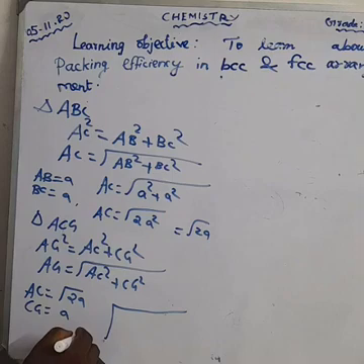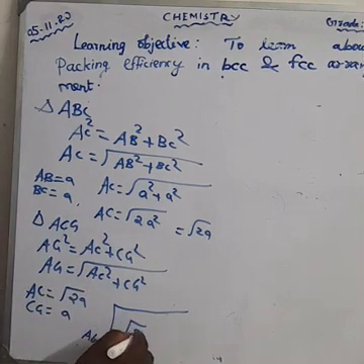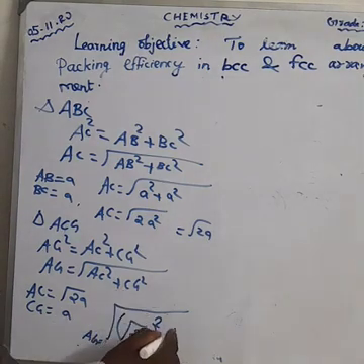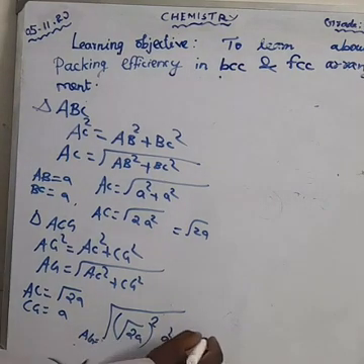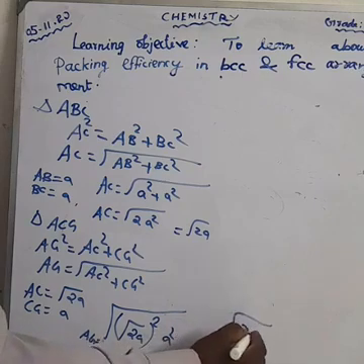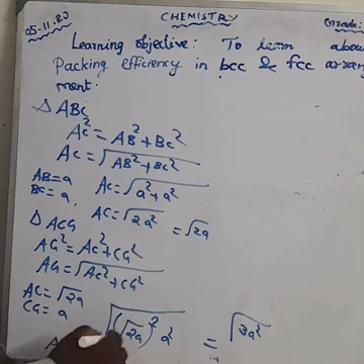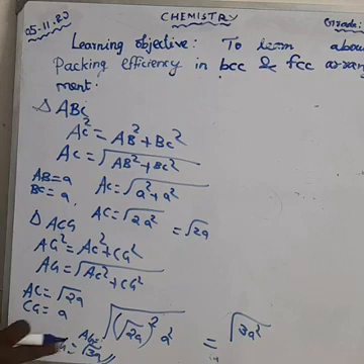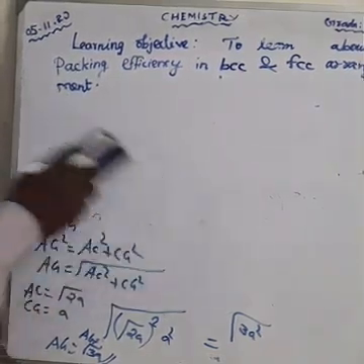AG is equal to root of AC square, value root 2A the whole square, plus CG square, that is equal to A square. Okay. So, we get what is the value? AG is equal to root 3A square. Am I right? So, AG is equal to root 3A. This is the value. Here are the 4 radius. How much radius? 4 radius. The 4 radius we can write as 4R.